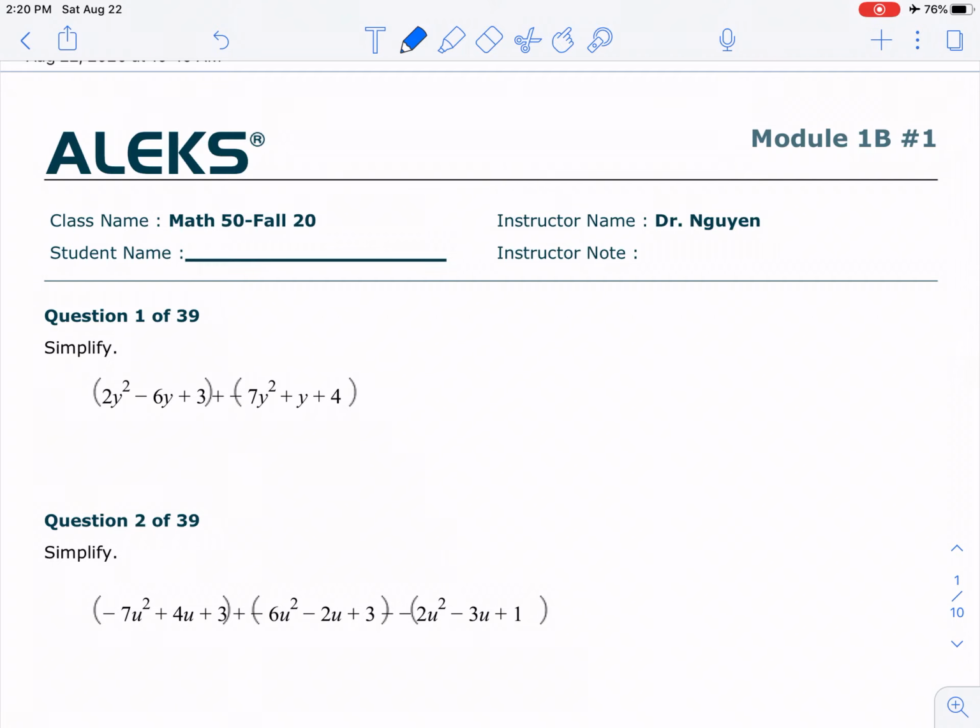For this module, we're going to take care of the basic operations of polynomials, starting with adding and subtracting. Adding and subtracting is really easy. Pretty much you combine like terms. So for this example, we have 2y squared plus negative 7y squared, which is negative 5y squared. And then we have negative 6y plus y, which is negative 5y. 3 plus 4 is 7.